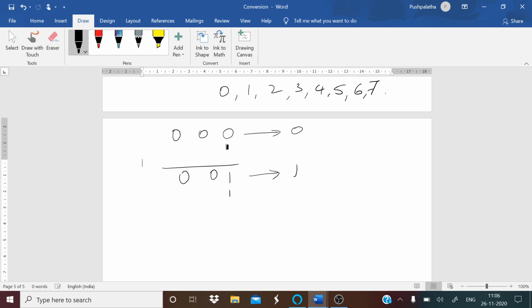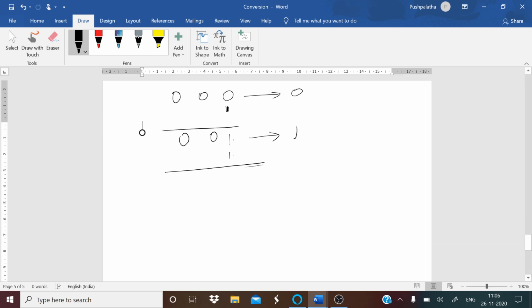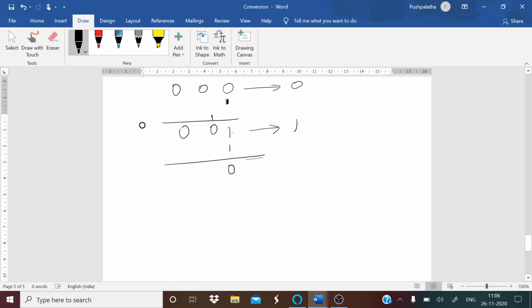Okay, and again add 1 to this number. So what happens now? 1 plus 1, what did we say? Here 1 plus 1 is 0 with a carry of 1. So again 1 plus 0 is 1 and again 0. This is your 2. Again add 1. 0 plus 1 is 1 and this 1 remains as it is, and 0. This is your 3.